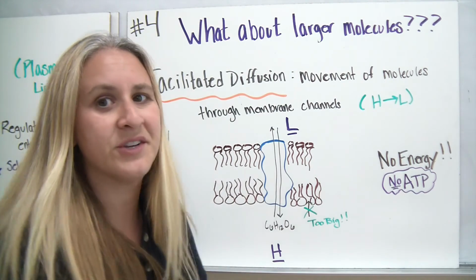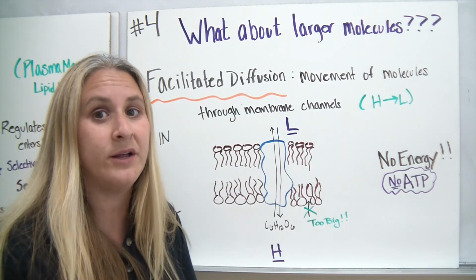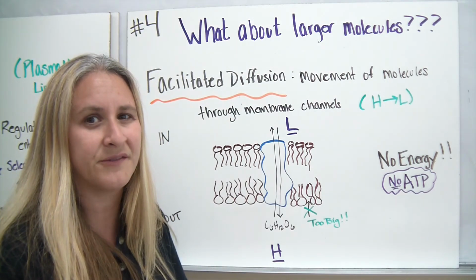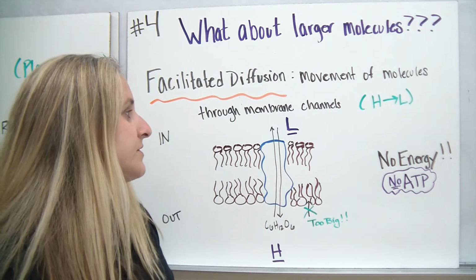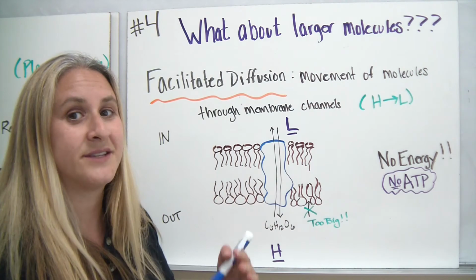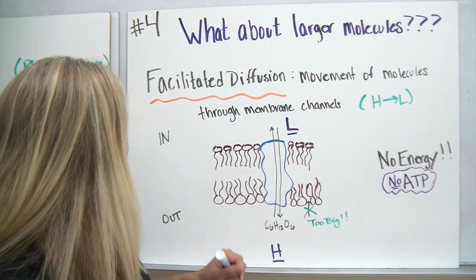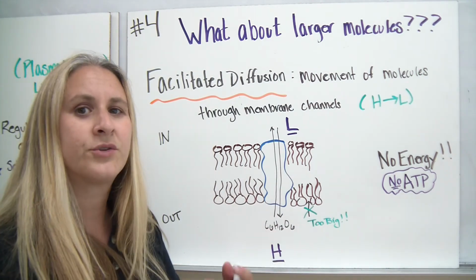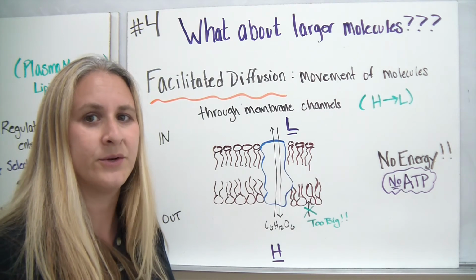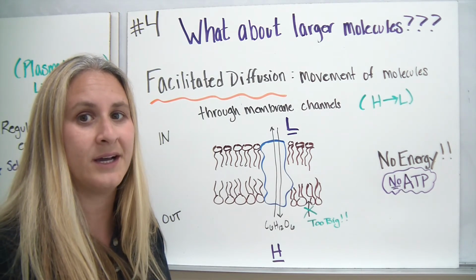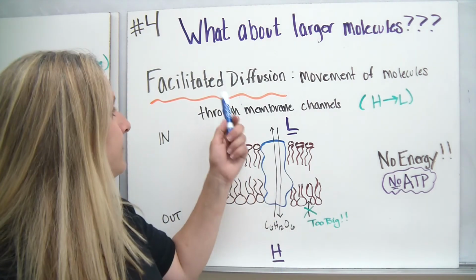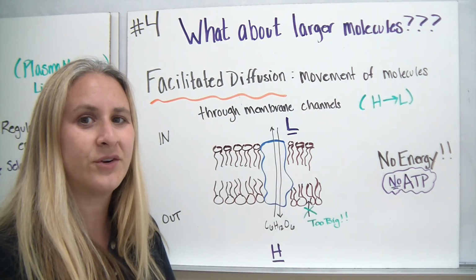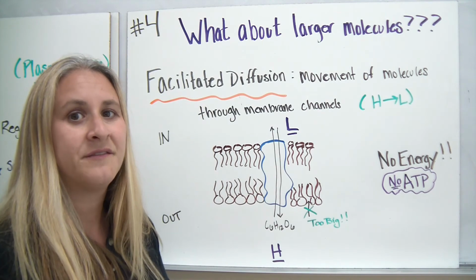Now we do have a question. What about some of the larger molecules that are really important for life? If you remember back to when we were talking about some of the organic compounds, one of the organic compounds that we really knew was very important was glucose. Glucose is a slightly larger molecule than something like oxygen or carbon dioxide, but our cells need it tremendously for life processes. So one of the things that can happen is something called facilitated diffusion.